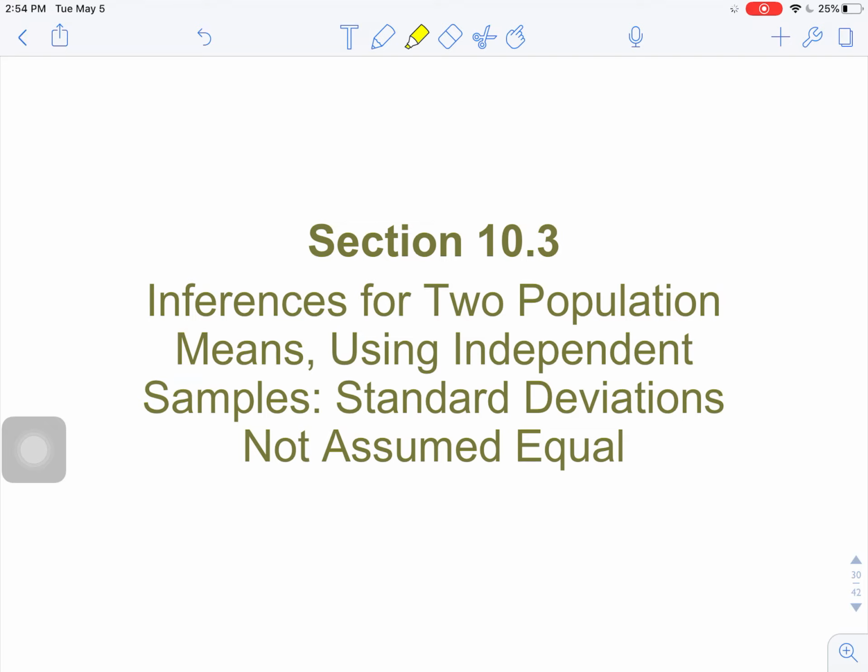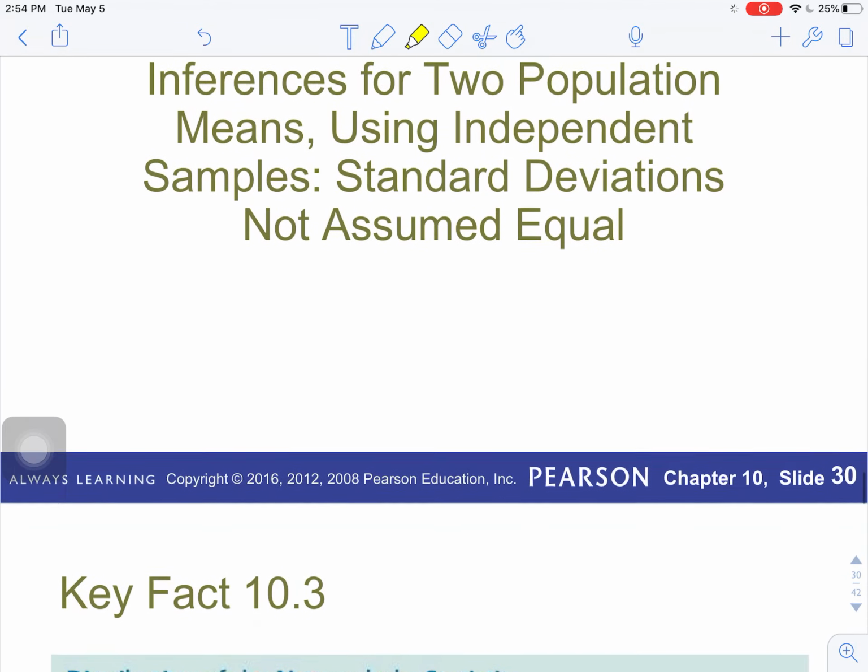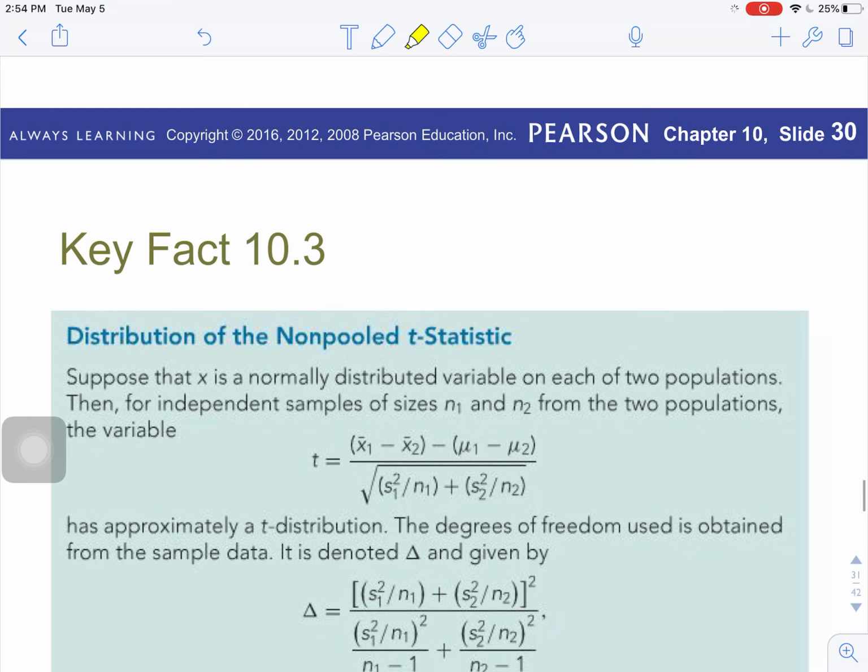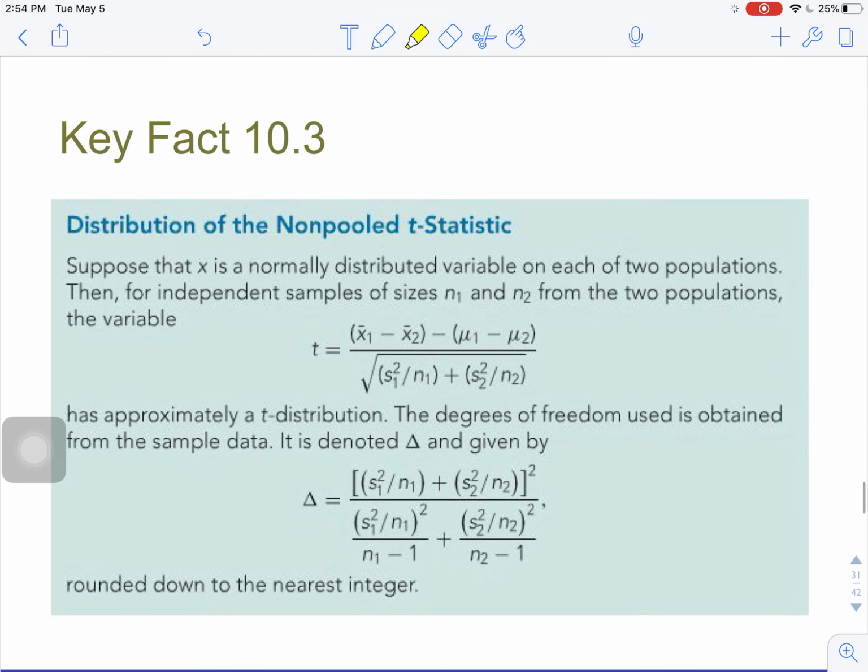So here we're talking about inferences of two population means using independent samples where the standard deviations are not assumed to be equal. So this is where I was talking about how there is going to be a noticeable difference between the two standard deviations. We have our same test statistic calculation from before. Remember that we don't assume that there's a difference between the mu's, so we're good with that.